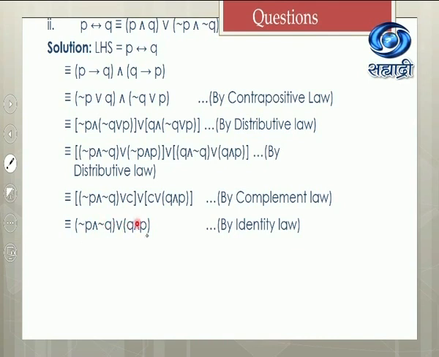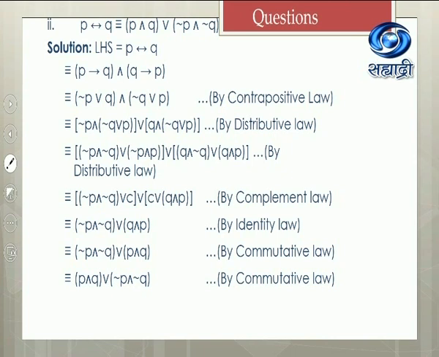Okay. Now observe that both the statements have come, but we need to use the commutative law. So negation of P and negation Q or P and Q. Your commutative law is used for this part also, and then again for this part. So we get P and Q or negation P and negation Q. For both we are using commutative law, and therefore we have obtained the RHS. So therefore P if and only if Q is equivalent to P and Q or negation P and negation Q.